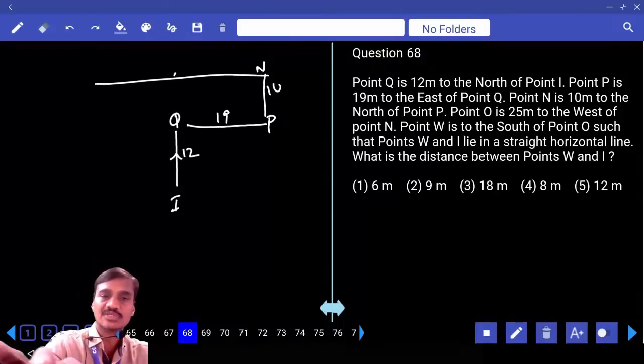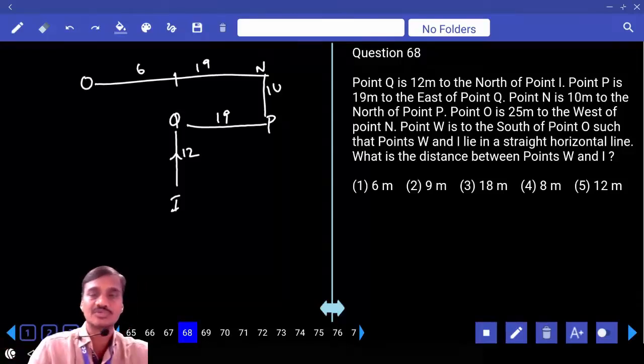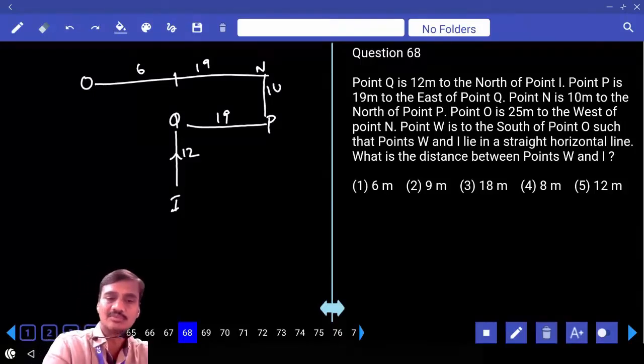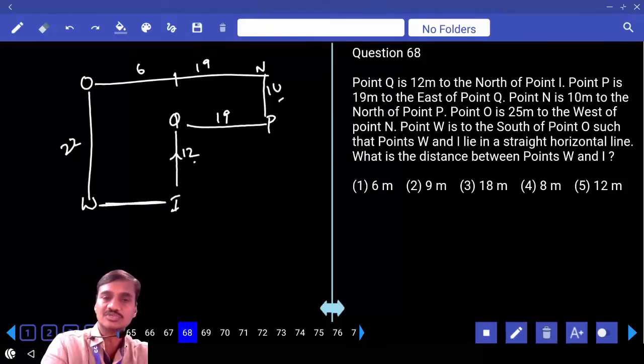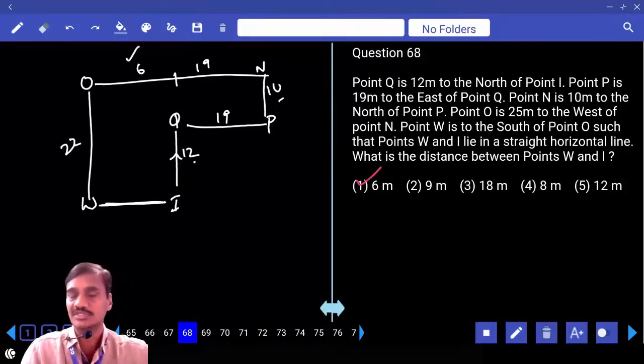O is 25 meters. Up to here it is 19, and this is 6, and O is 25 meters to the west of N. And next one, W is to the south of O such that W and I are in the straight line. W and I are in the horizontal straight line. Now the distance between O and W is how much? 12 plus 10, that is 22. And what is the distance between W and I? Now the distance between these two is equivalent to this one. What is the distance we have? 6 meters, choice 1, 68.